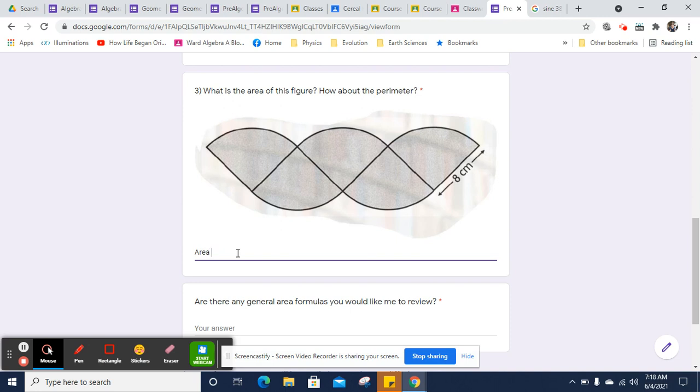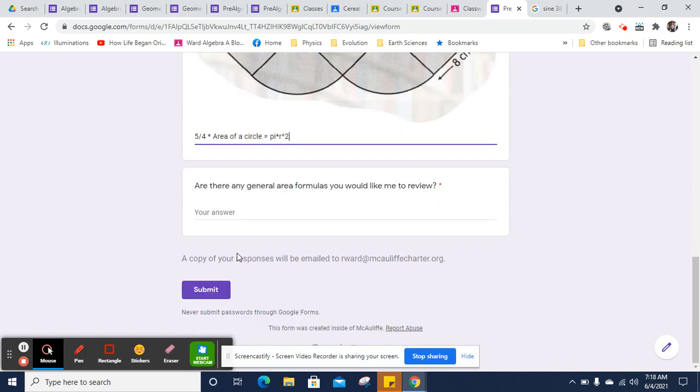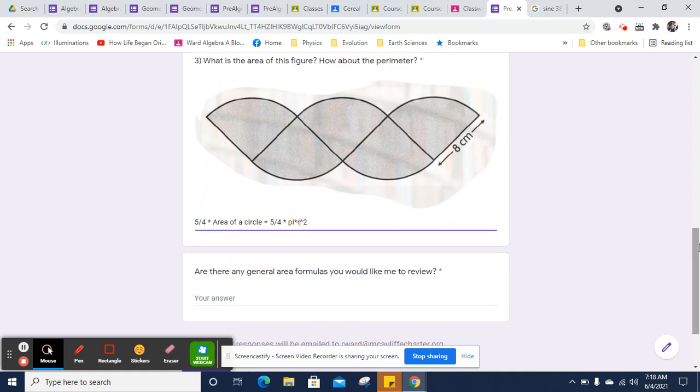So area of a circle equals pi times radius squared. And we have 5/4 of that, okay? So we're going to say 5 over 4 times the area of a circle. And our radius is 8. Our radius is 8, so we're going to say 8 squared. All right, so it's 5/4 times pi times 8 squared.